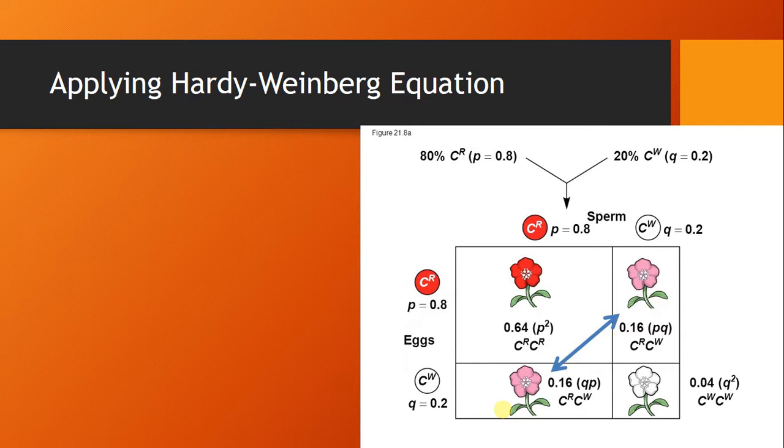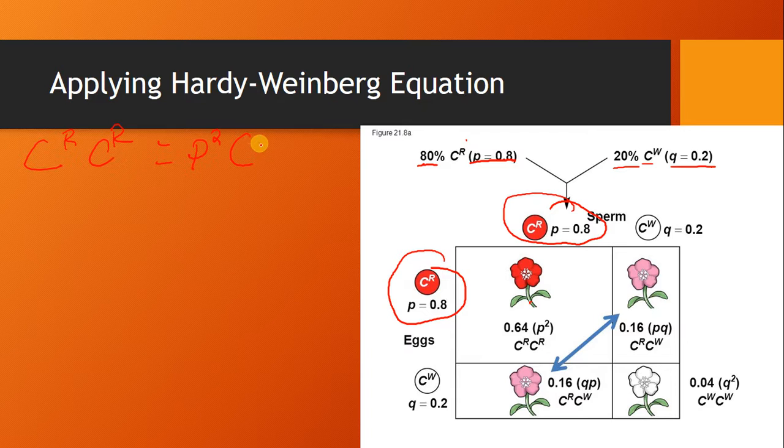Alright? So, this is kind of what I was just going over. If the CR allele, the red allele, is 80%, P is 0.8, and the white allele, CW, is 20%, Q is 0.2, there is an 80% chance my sperm is going to have a CR, and there's going to be an 80% chance my egg is going to have a CR. So, the frequency of the CR genotype is going to be P squared, or 0.8 times 0.8. Same thing with CW. That's going to be Q squared, 0.2 times 0.2.